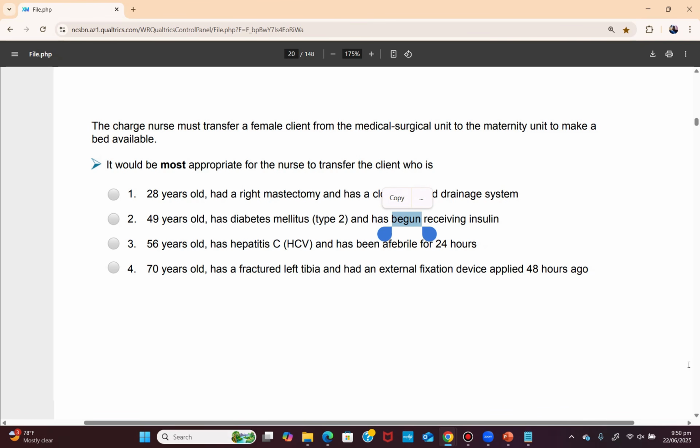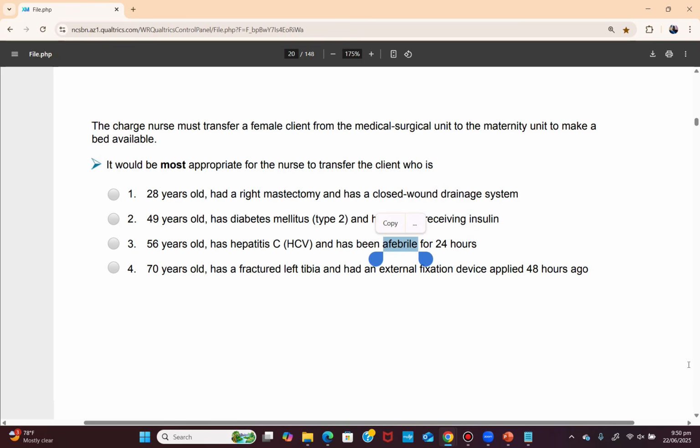Let it make sense, because this patient needs assessment. They just started their insulin. You cannot transfer this patient. This patient is considered unstable until they are stable, because they just started the insulin. So you cannot transfer this particular client. Now look at number 3.